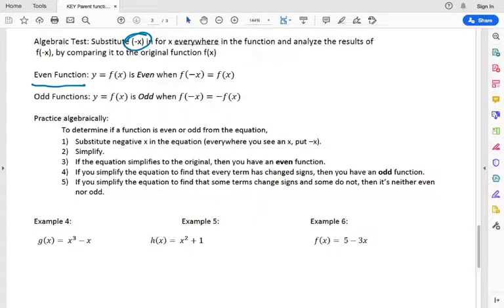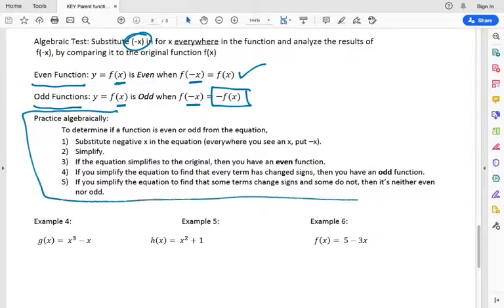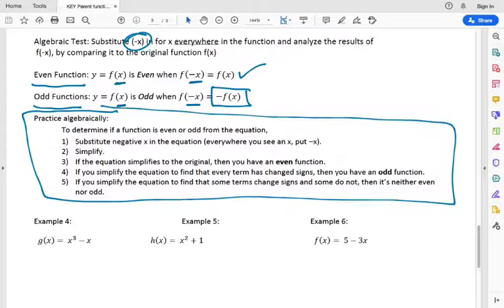If it's an even function, when you replace the x with a negative x, you get the exact same function that you started with. For an odd function, when you replace every x with a negative x, you'll notice that the sign of every term changes, so if it was positive before, it becomes negative, or if it was negative, it'll become positive. So we've typed up directions for you to follow here. You can read through those. I'm just going to go ahead and do the examples with you.